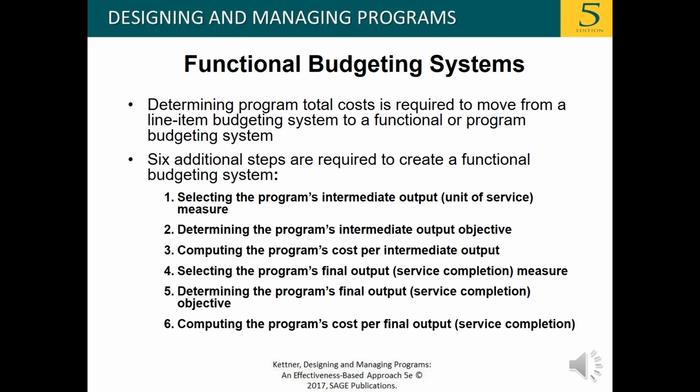So looking at functional budgeting systems, determining the program total cost is required to move from a line item budgeting system to a functional or program budgeting system. Six additional steps are required to create a functional budgeting system. Selecting the program's intermediate output, unit of service measure, determining the program's intermediate output objective, computing the program's cost per intermediate output, selecting the program's final output, service completion measure, determining the program's final output, service completion objective, and computing the program's cost per final output, service completion.